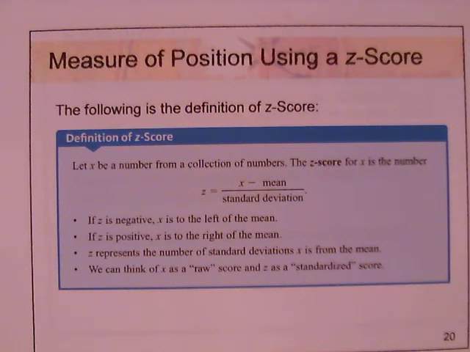Okay. And I do need to mention here, when you're calculating the z-score, you always round the z value to 2 decimal places. Make sure you round the z value to 2 decimal places.